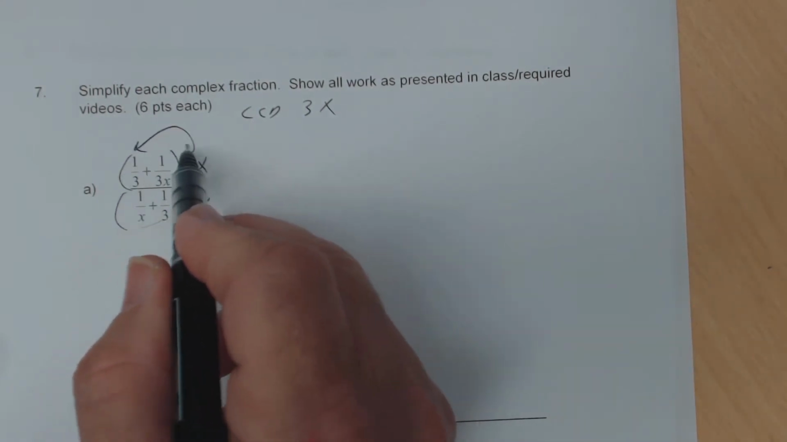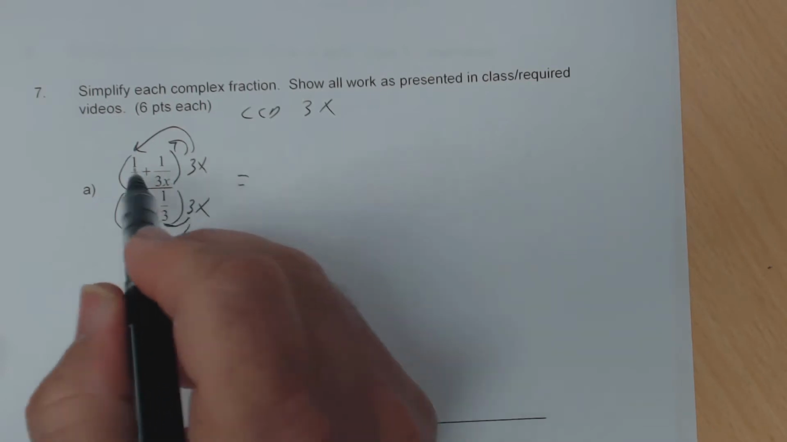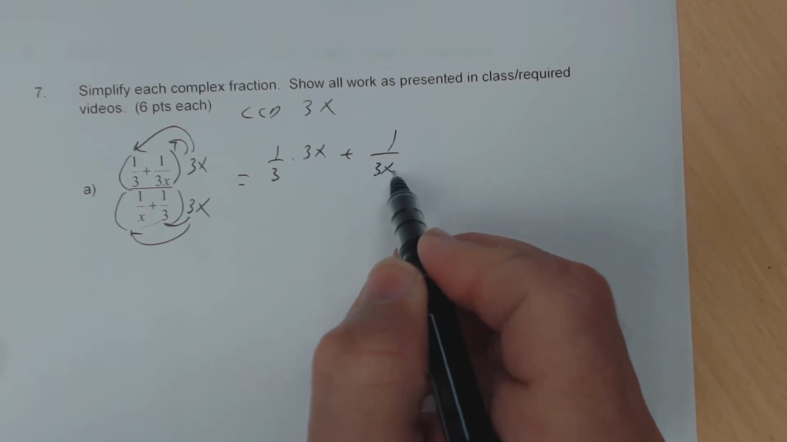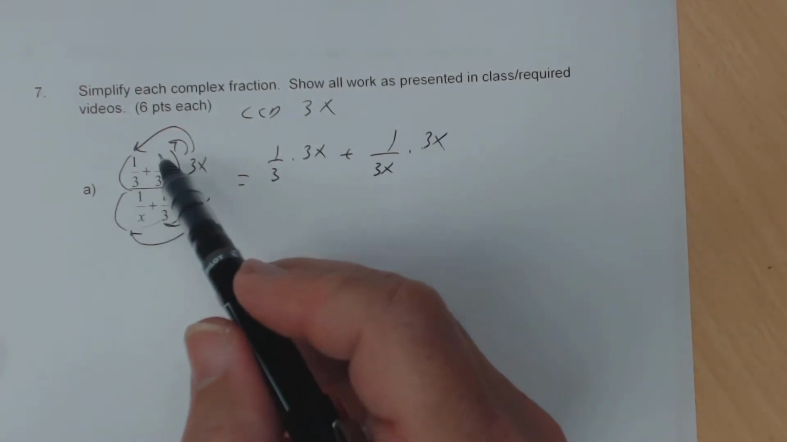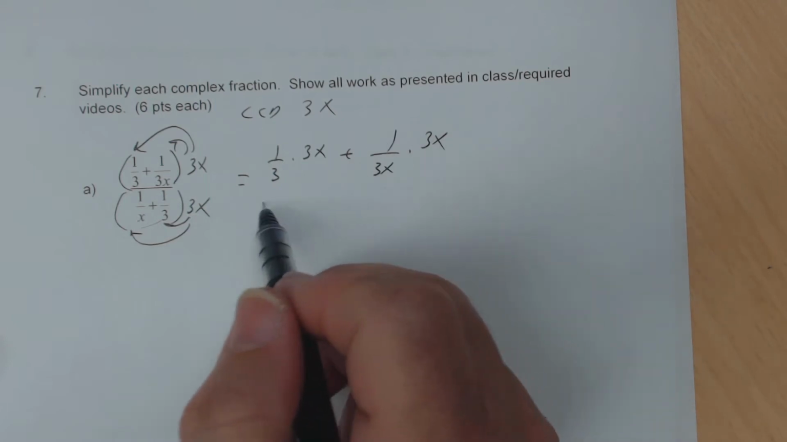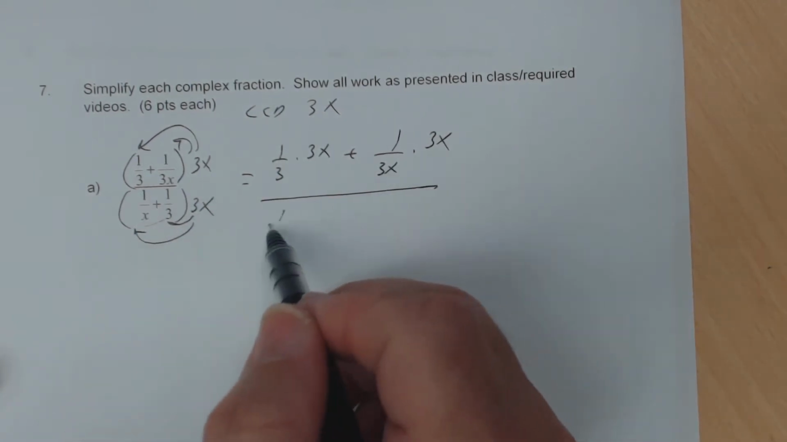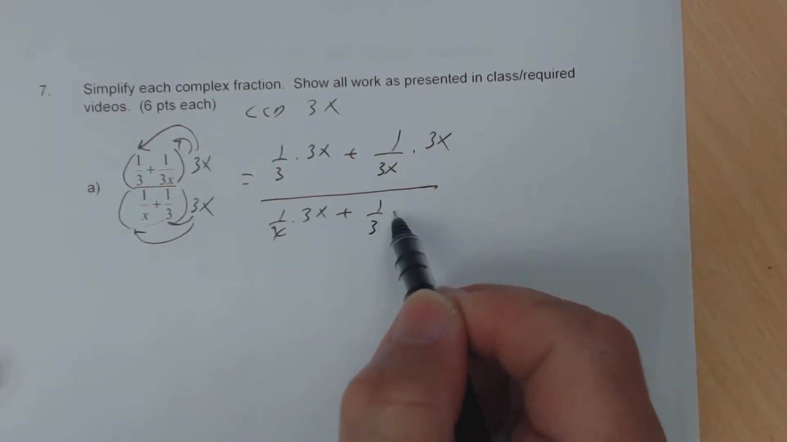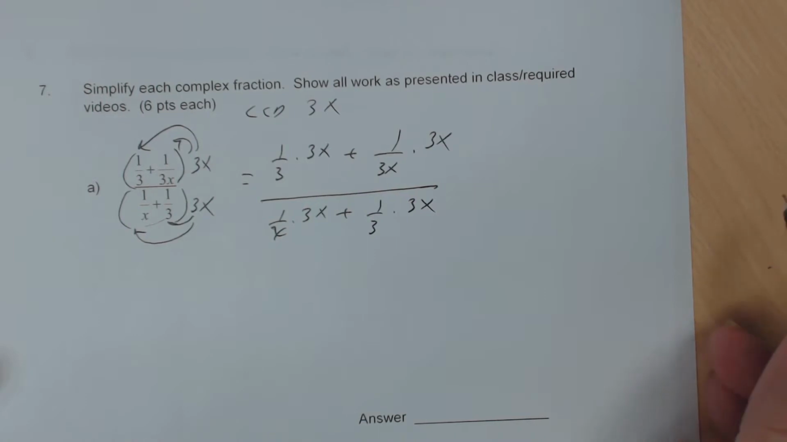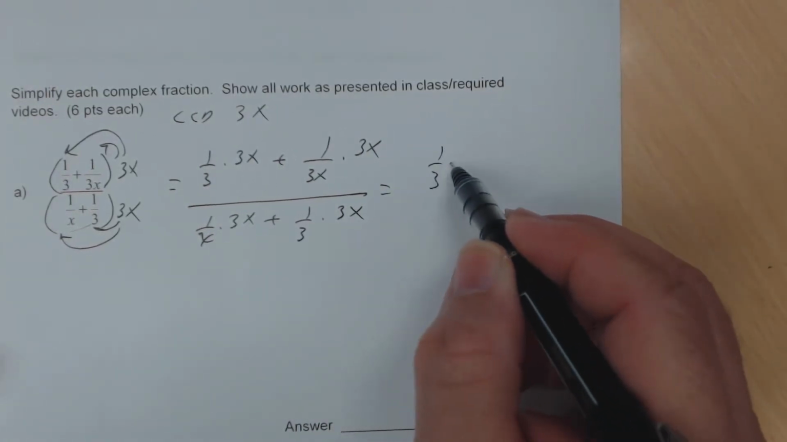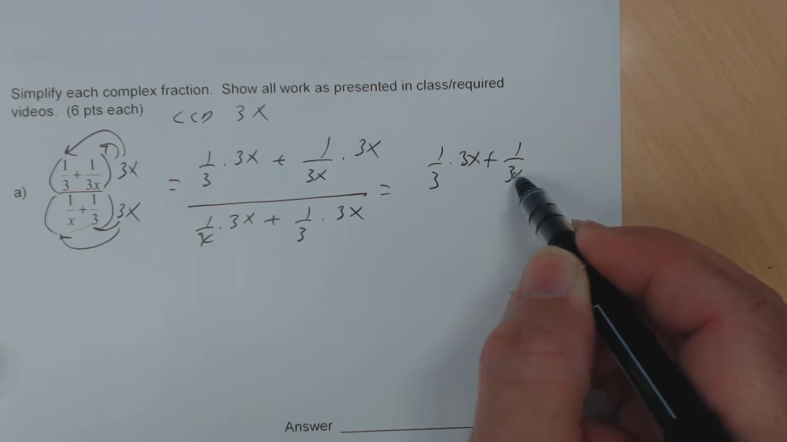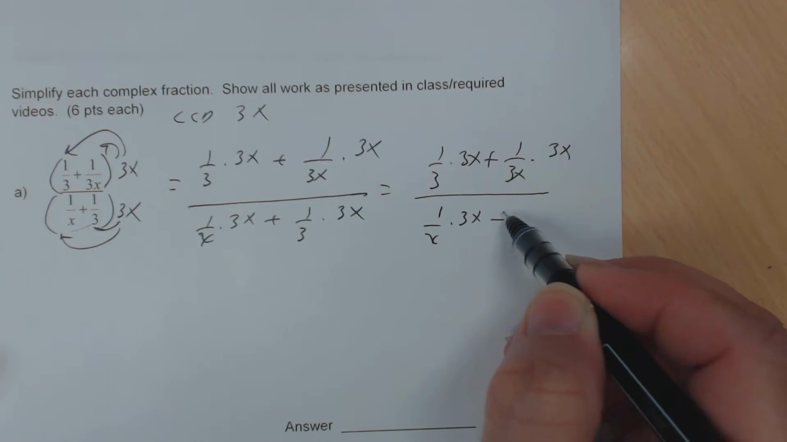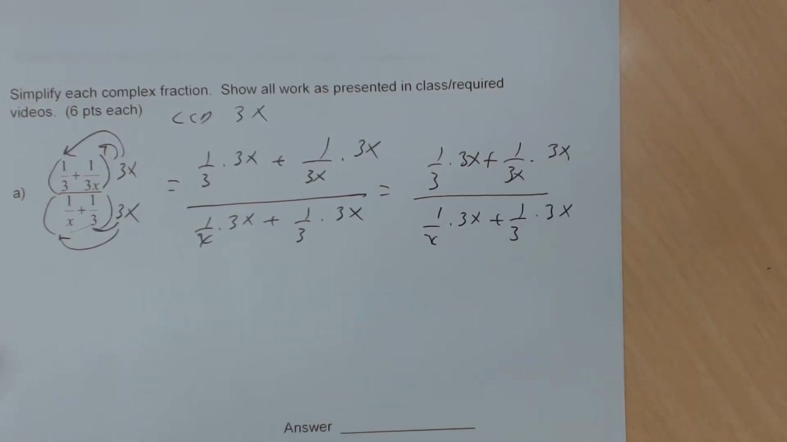And now you're going to distribute. So you can say 1/3 times 3x plus 1 over 3x times 3x. So you took each fraction and you multiplied by 3x, divided by this fraction, 1 over x times 3x, plus this fraction, 1/3 times 3x. Okay? So let me go ahead and rewrite this quickly. I'm just rewriting what we just wrote. And now we're going to reduce.